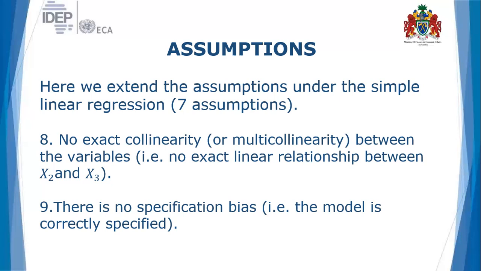Assumption number 9 is that there is no specification bias. The model is correctly specified. You may remember, we also talked about this, that the value of the error term is 0 in one of the previous assumptions that we looked at, which is related to this, that there is no specification bias. In other words, the model is specified correctly such that the error term is 0.